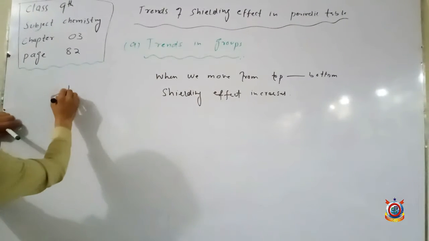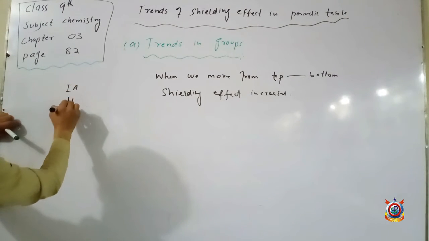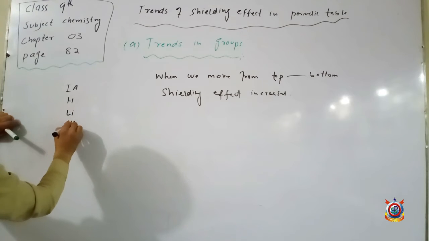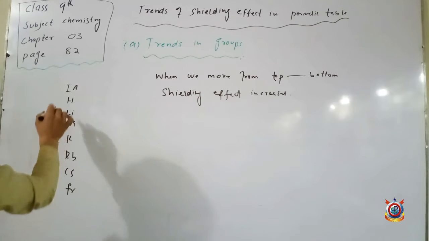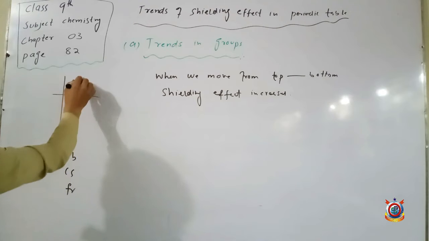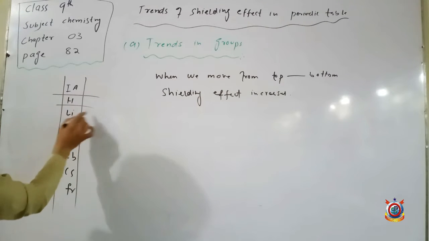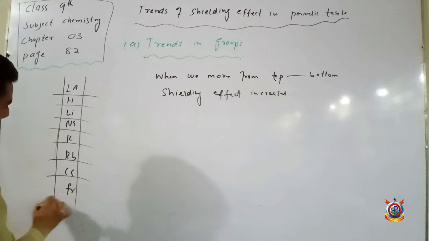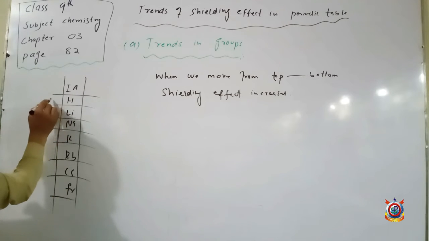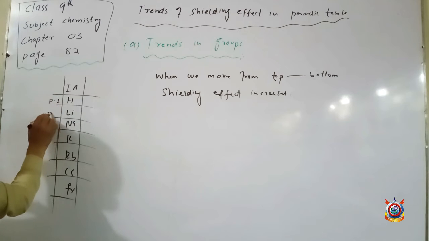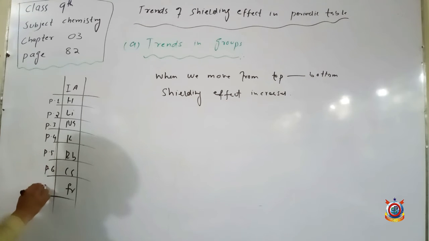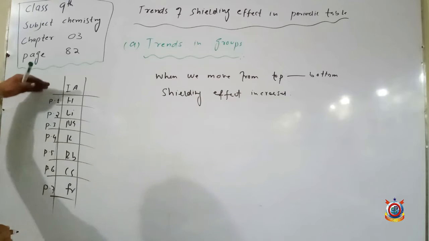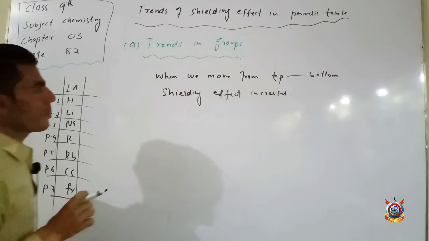For example, group number first A contains elements such as hydrogen, lithium, sodium, potassium, rubidium, cesium and francium. This is called group number first, and this is period number first, this is period second, period third, period fourth, fifth, period sixth, and this is period 7. So when we move from top to bottom in groups in the periodic table, what happens?